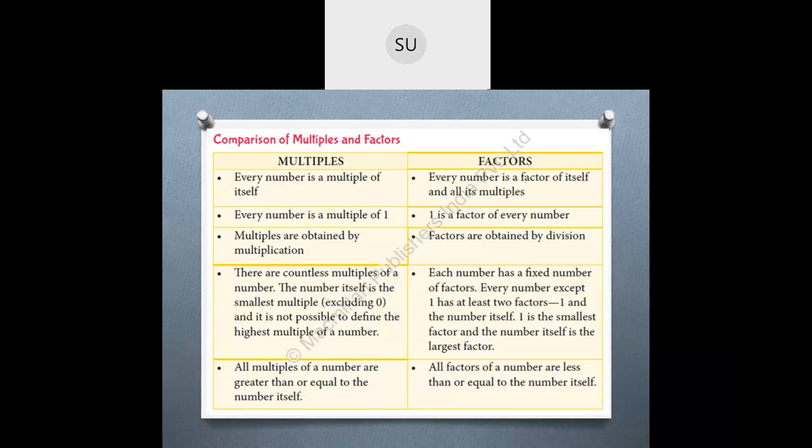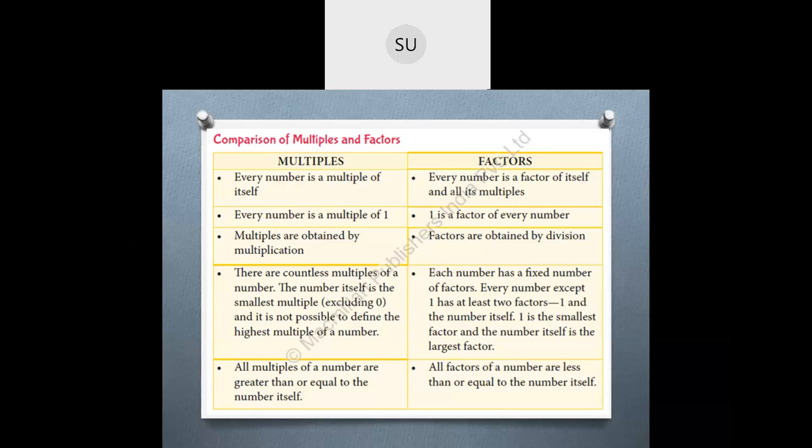Then, every number has a fixed number of factors. It is for sure that each number will have at least two factors, one and itself. So one is the smallest factor and the number itself is the largest factor. When you're writing the factors for any number, you can write one as the smallest factor and the largest factor will be the number itself. So there can't be any factor greater than the given number.